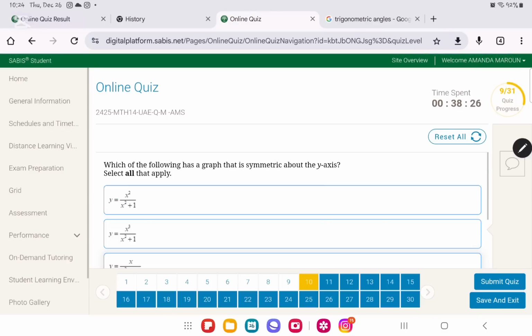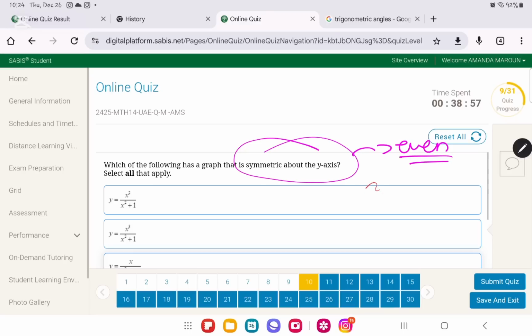Here they are telling us what's symmetric about the y-axis. Guys, I probably would speed this up so it wouldn't be too boring for you. But when they say symmetric about the y-axis, this means even. Now, I'm sorry for this video, it's really long because we have 31 questions, sadly. So anyways, when they tell us symmetric about the y-axis, they tell us even.